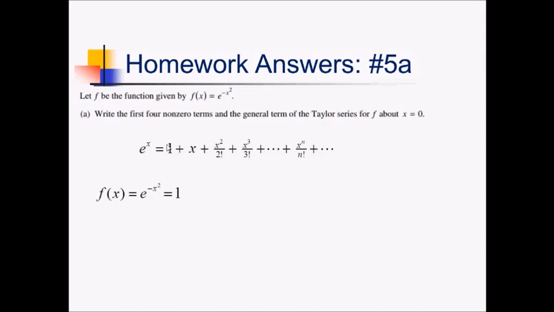So I've got 1 still. This is now negative x squared. This is going to be positive x to the 4th over 2 factorial. And now for this one, this is going to come out negative because I'm plugging in a negative. So this is going to be negative x to the 6th over 3 factorial. And that's the first four non-zero terms. The general term then, we're alternating, so we need a negative 1 to the n. We also need, this will actually be x to the 2n over n factorial.